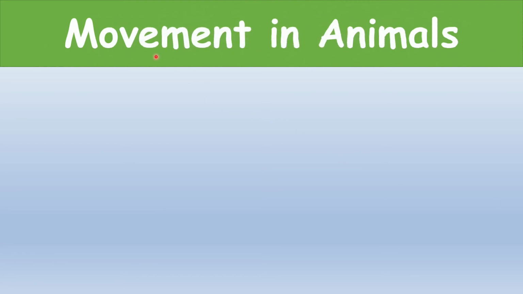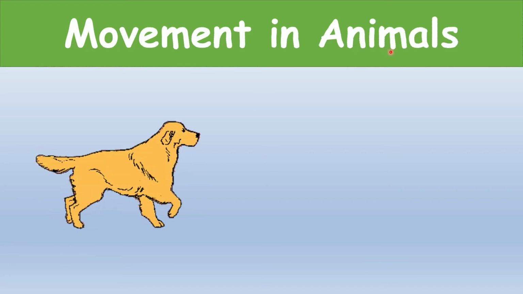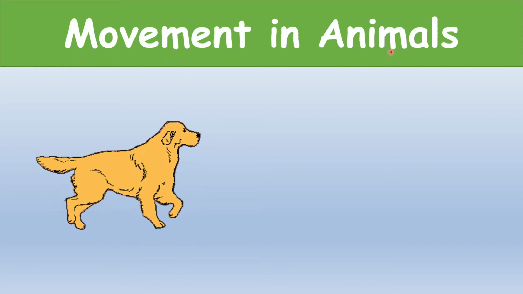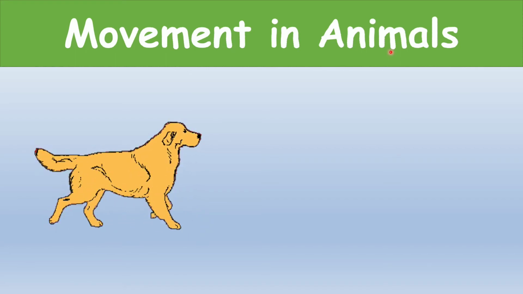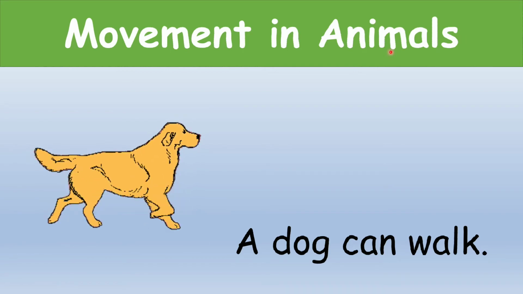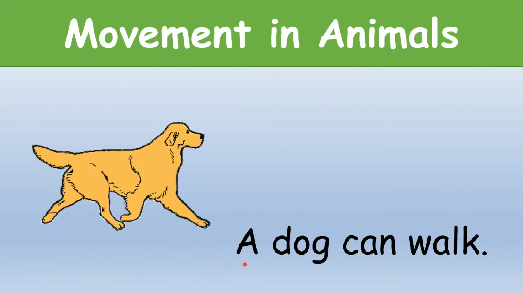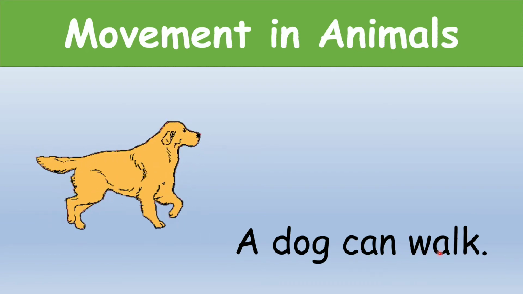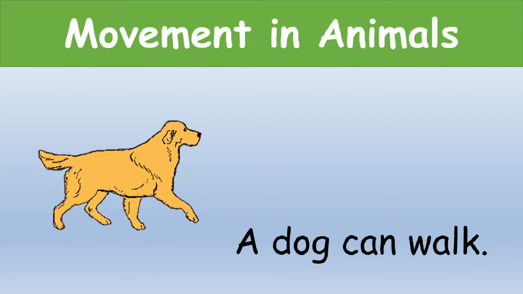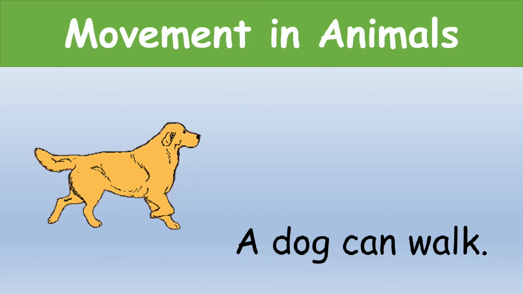First, we are going to look at movement in animals. For example, we have a dog. Correct. We have a dog. And what is the dog doing? What kind of movement is the dog doing? A dog can walk.